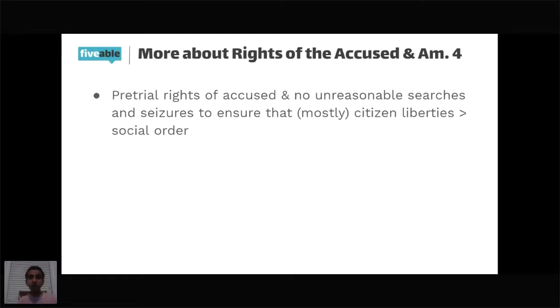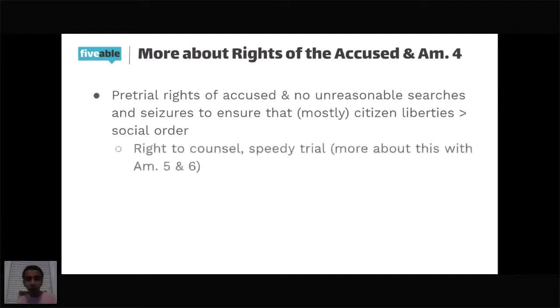This is saying that before the trial even starts, unreasonable searches and seizures are what retract evidence from the case, and that increases the citizens' liberties and limits what can be used in terms of social order. Again, we're going to talk a little bit more about the right to counsel and speedy trials with Amendment 5 and Amendment 6.